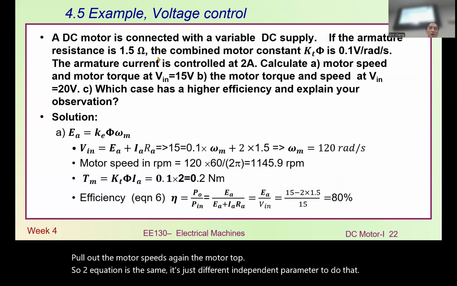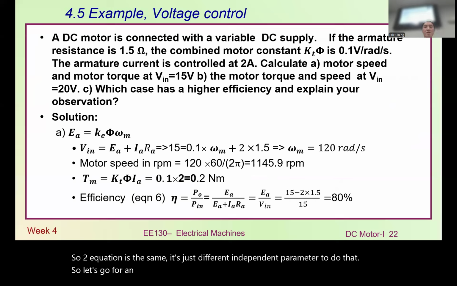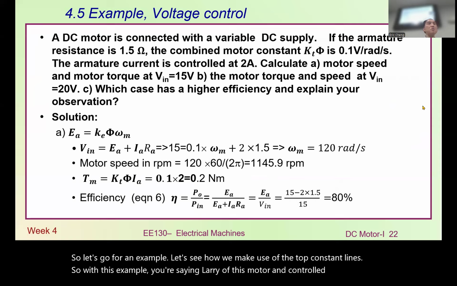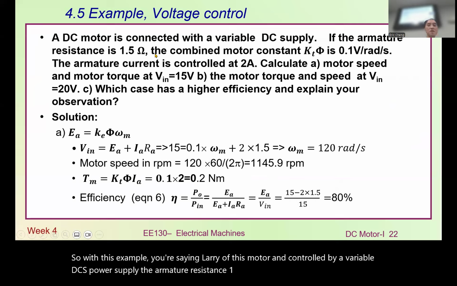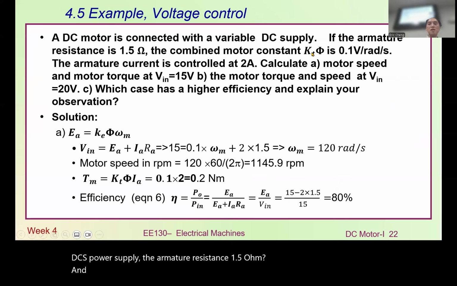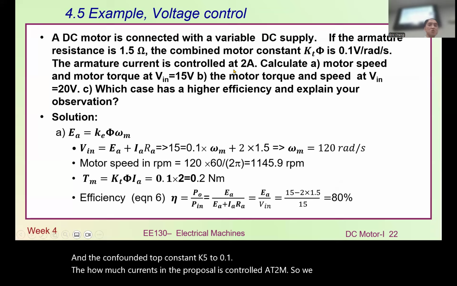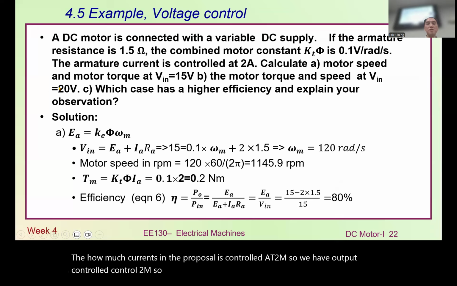So let's go for another example. Let's see how we make use of the torque constant. In this example, you have a DC motor controlled by a variable DC power supply. The armature resistance is 1.5 ohm, and the combined torque constant K5 equals 0.1. The armature current is controlled at 2 A. Calculate the motor speed and the motor torque at 15 volt input voltage.